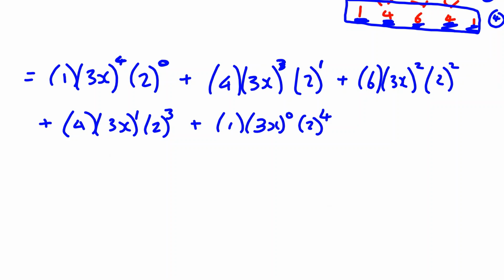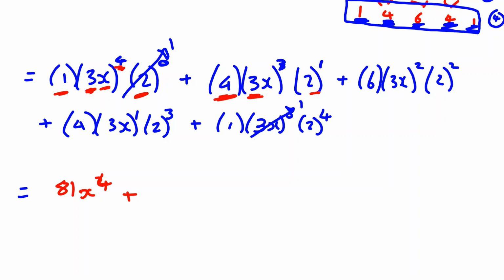Now, let's just tidy up a few things. So anything to the power of 0 is just going to be 1. So that's 1, that's 1. And at this point, we calculate. So we look at our numbers and we calculate what they multiply together to give me. So the first one, we're going to have 1 multiplied by 3 to the power of 4, which is going to give us 81. And then we've got x to the power of 4.